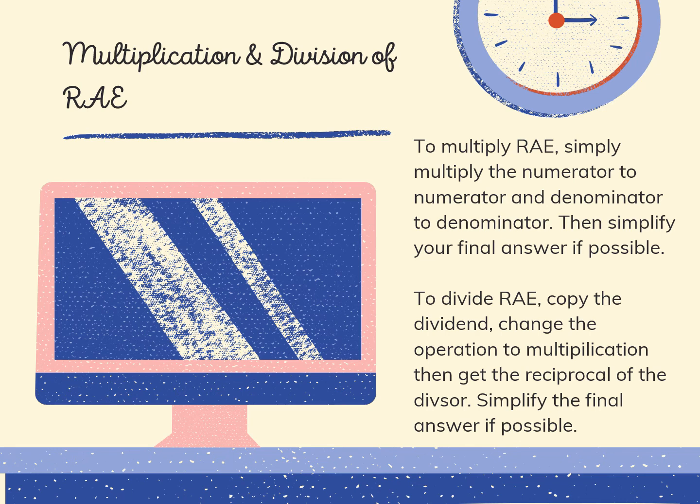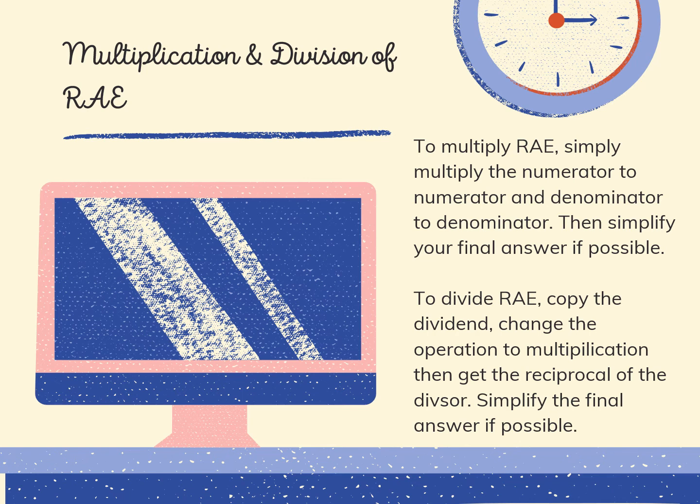Okay, now let's have the multiplication and division of rational algebraic expressions, no? The rules are similar to multiplying and dividing fractions. If we multiply rational algebraic expressions, all we have to do is multiply the numerator by numerator and then denominator by denominator. For division, same as how we divide fractions, you just copy the dividend, change the operation to multiplication, and then get the reciprocal of the divisor by interchanging the places of the numerator and the denominator.